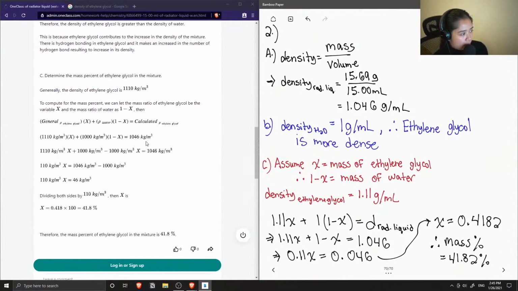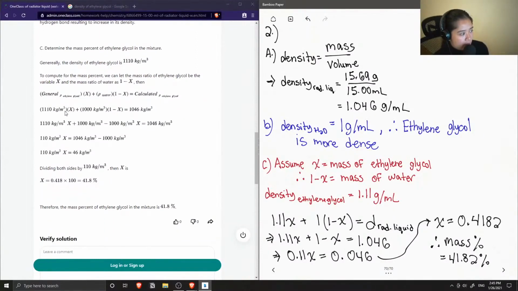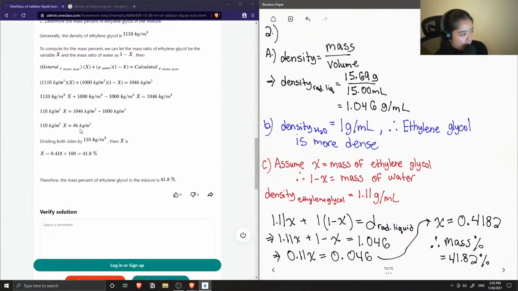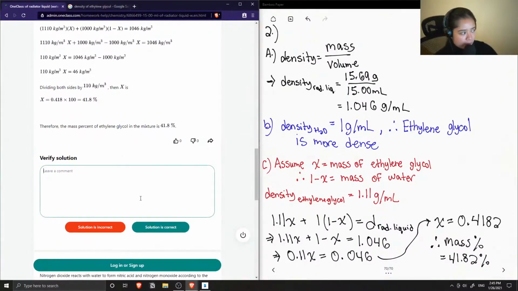Okay, so that's correct. And now to determine the mass percent of ethylene glycol in the mixture, again, they just use different units than we did. They did kilogram per meter cubed, but they have the same sort of setup to find the mass percent of ethylene glycol. Okay, and they ended up getting the same answer, which was around 41.8%. So this solution is correct.